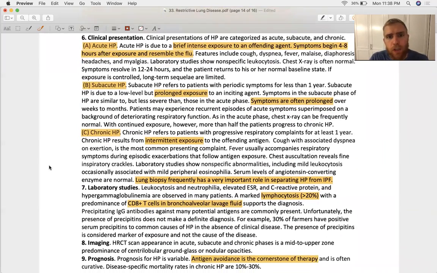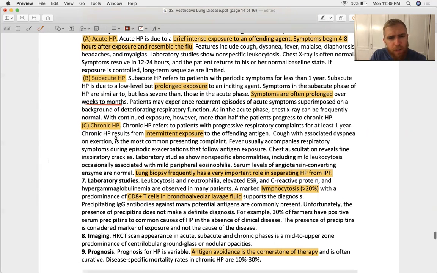Acute hypersensitivity pneumonitis can be due to a brief exposure. It's very quickly after exposure and their general symptoms, and they typically resolve rapidly. Quick on, quick off. Now, subacute is pretty long with a prolonged exposure, and symptoms are often very prolonged over weeks or months. Then chronic hypersensitivity pneumonitis is going to be due to a little bit of exposure on a constant, continuous basis.